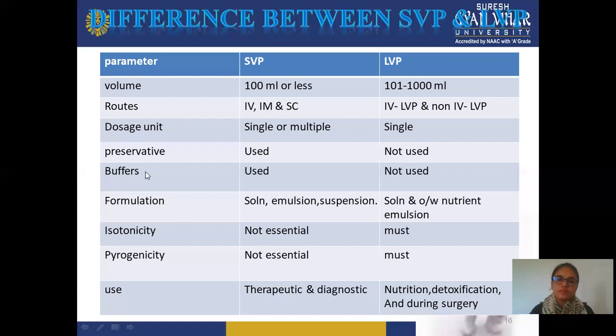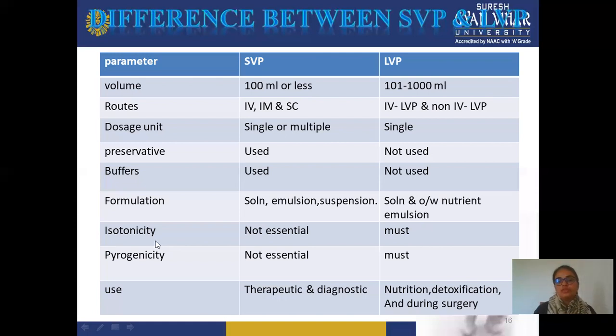single use only. Next is preservative: it is used in small volume, but in large volume it is not used because it's for single use. Next is buffer. This is also used in the small volume, and in large volume it is not used. And in formulation, small volume is available in solution, emulsion, and suspension form. And in large volume, it is available in solution form or maybe O/W, oil in water, nutrient emulsion. Means some solutions or nutrients are prepared only in large volume. But small volume may be in solution form, emulsion form, or suspension form, because it contains medicament for multiple use or maybe single use.